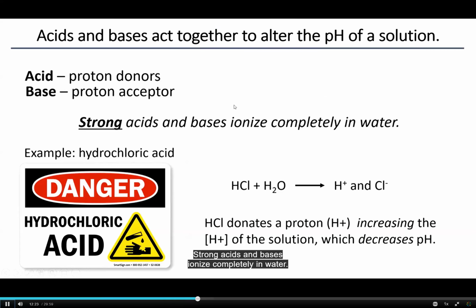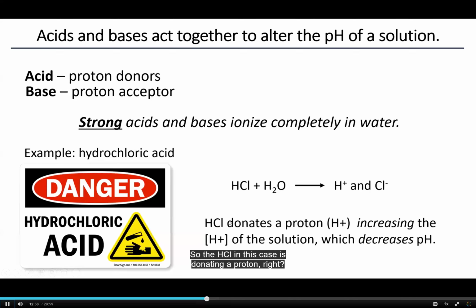Strong acids and bases ionize completely in water. And so for example, what that means is if I were to add hydrochloric acid to water, the resulting reaction would be the production of hydrogen ions and chloride ions. This isn't true for weak acids and weak bases. They don't completely ionize in water. Their ionization rates depend on the pH of the surrounding environment that they are in. So what else is happening in that water?